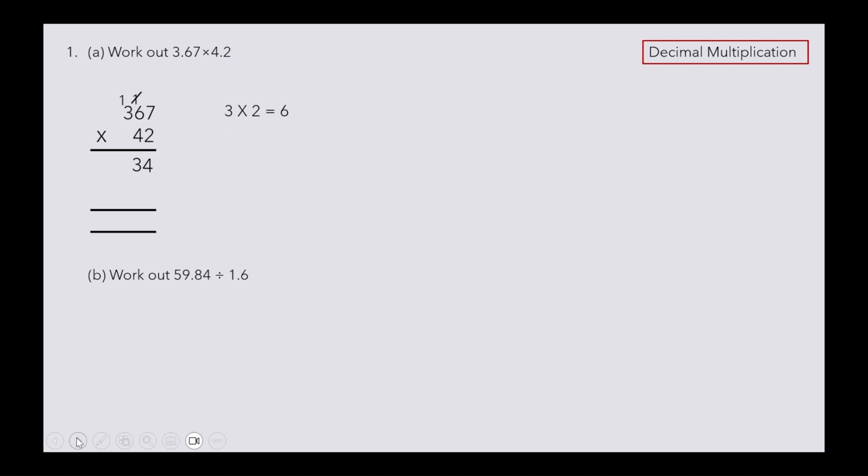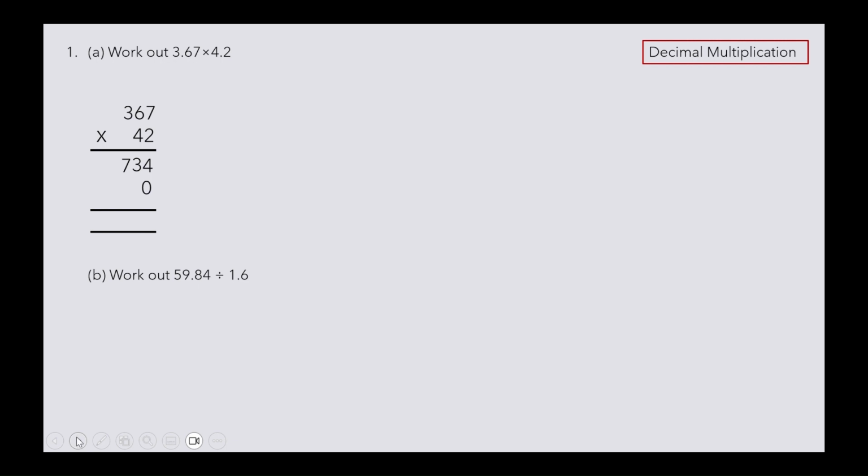Now I do 3 times 2, which is 6. But remember we have that 1 that we have carried. Now I've used that, I need to cross it off, and then I can write 7. So now, because we're multiplying by 40, we first have to write a 0, and I have cleared that.